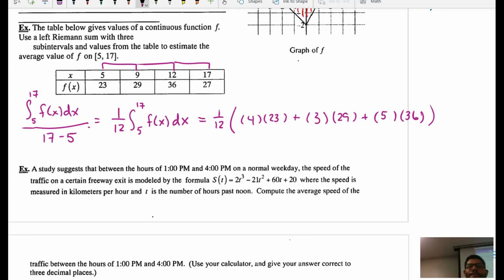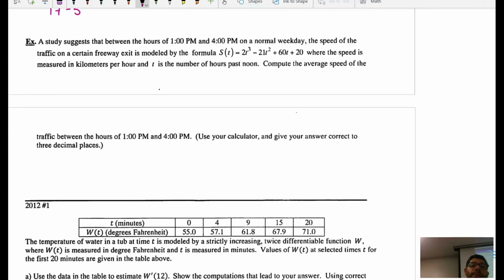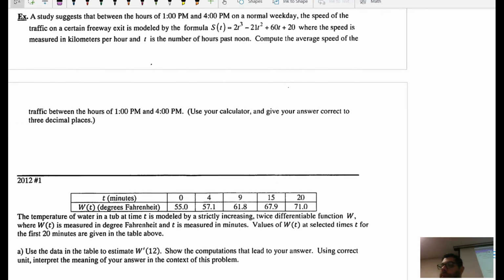Is that good? You want to calculate this number? No? Okay, let's go on. This problem, half of the problem is on the front and half the problem is on the back.